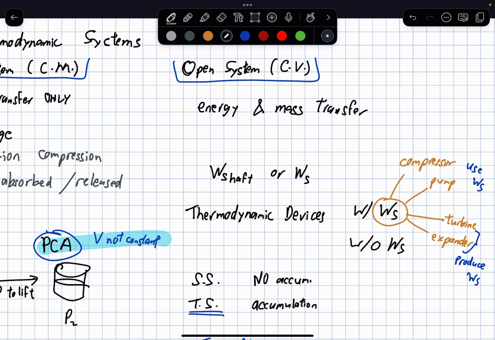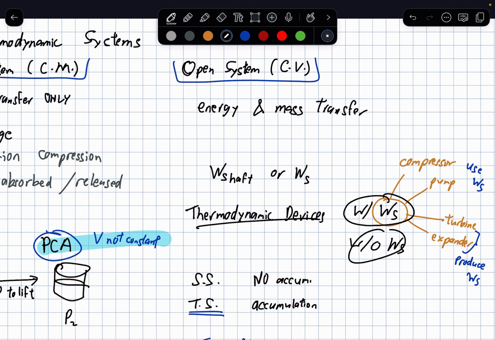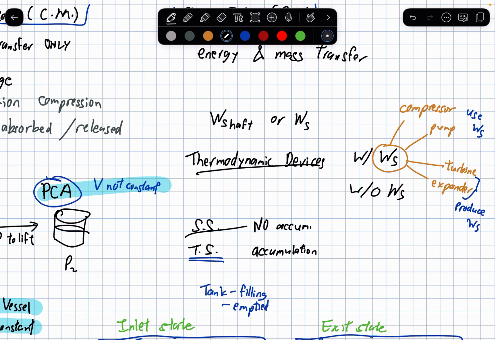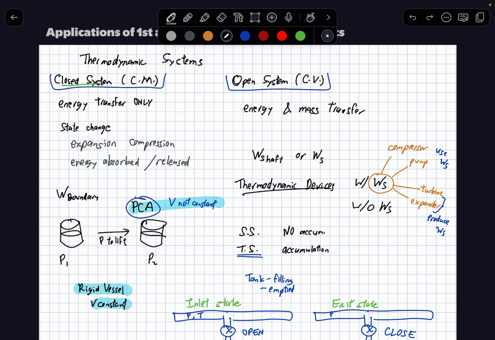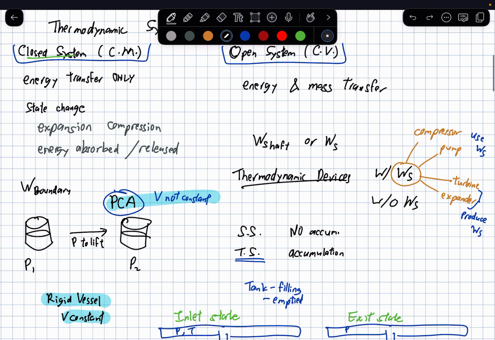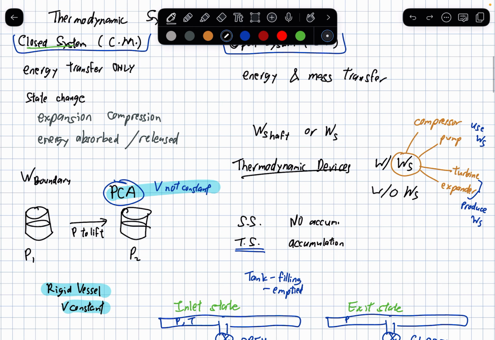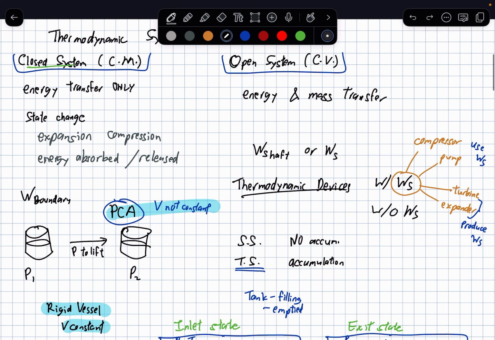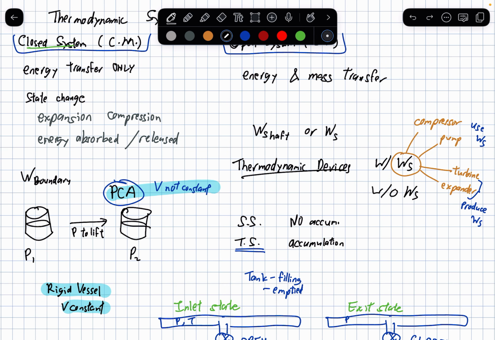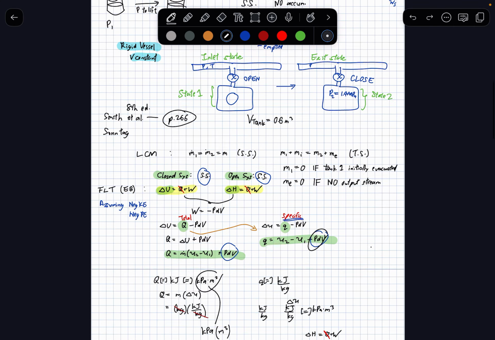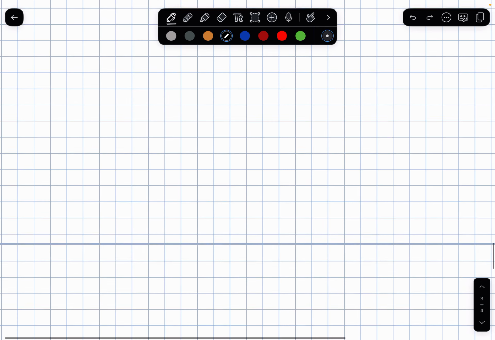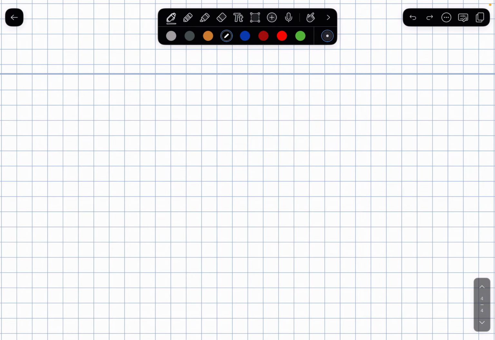For open system, thermodynamic devices, either involving shaft work or not. Also, steady state and transient state. That's also under open system. Actually, still, steady state could still be applicable for closed system. No? I think that's the case, no? Yeah. Okay, so let's now go to the examples.